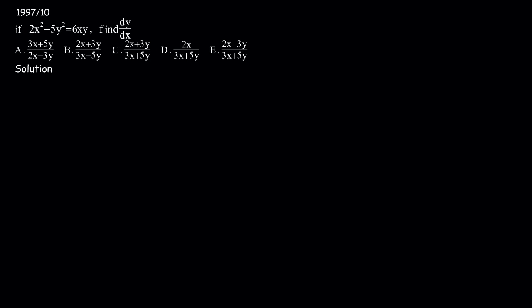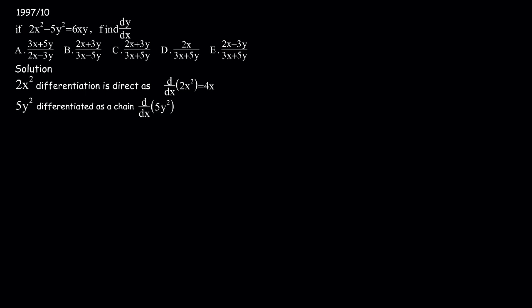Now the very first component of our equation is 2x squared. Since it's purely x, we are going to be differentiating it directly. That's d over dx of 2x squared is equals to 4x. Now the next component is 5y squared. Like I said earlier, I will be differentiating it as a chain. That's d over dy of 5y squared times dy over dx. Simply put, we are differentiating it with respect to y and multiplying by dy over dx. Doing so, 5y squared differentiating with respect to y will be equals to 10y times dy over dx, which is 10y dy over dx.